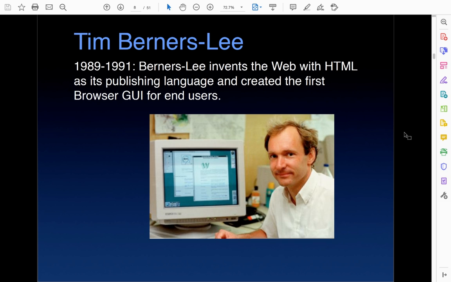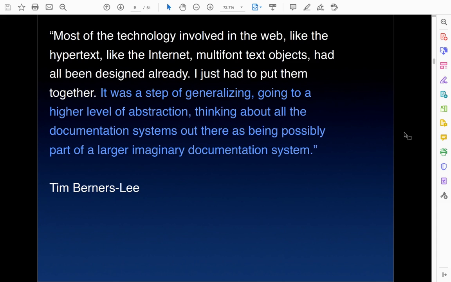Well, it was really with a proposal that was first written up in 1989 and kind of finalized in 1991. And he invents these standards that he calls HTML, Hypertext Markup Language. And he creates the first standards for browsers so that people can see documents and images through the World Wide Web. And this is Tim Berners-Lee.